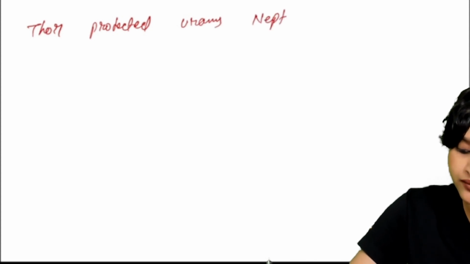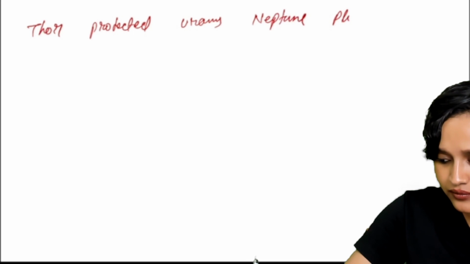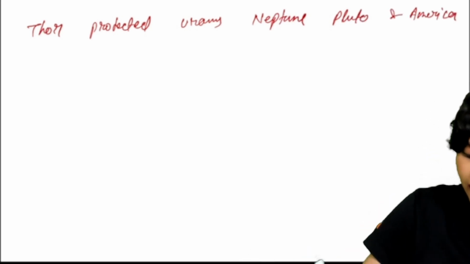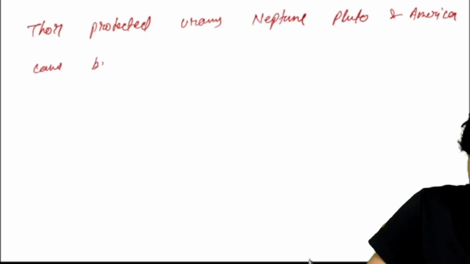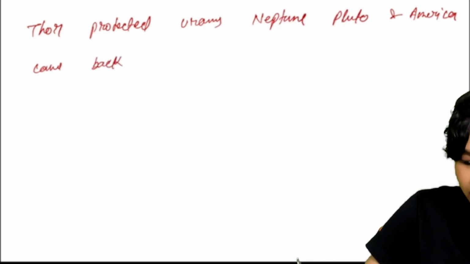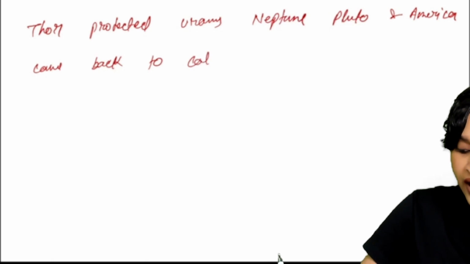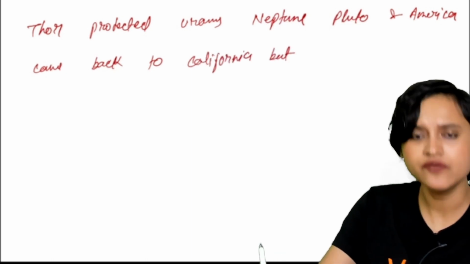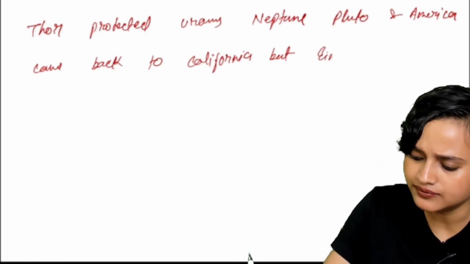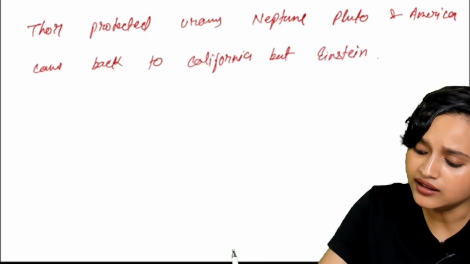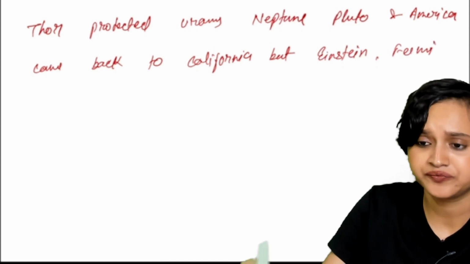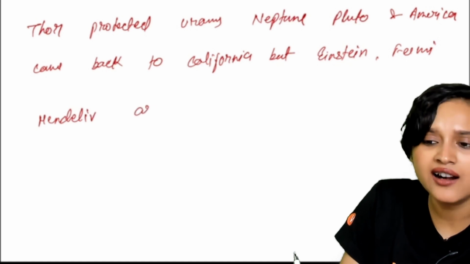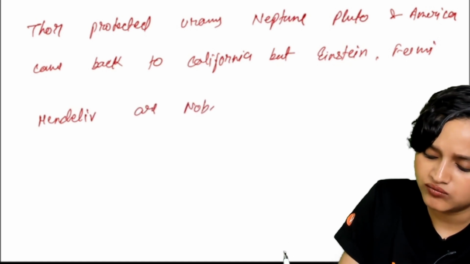Neptune, Pluto, and America came back to California, but we see that Einstein, Fermi, Mendeleev are Nobel laureates.